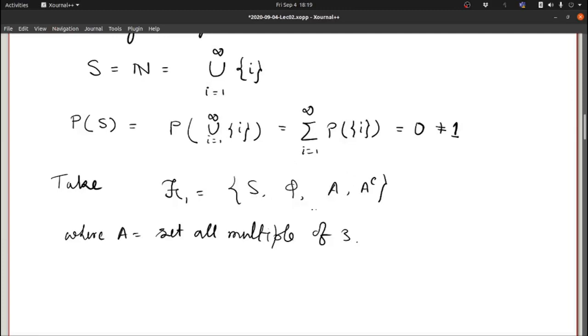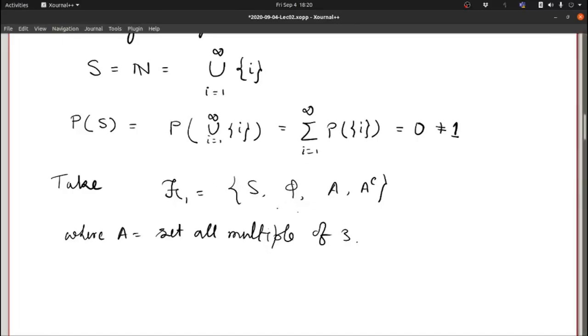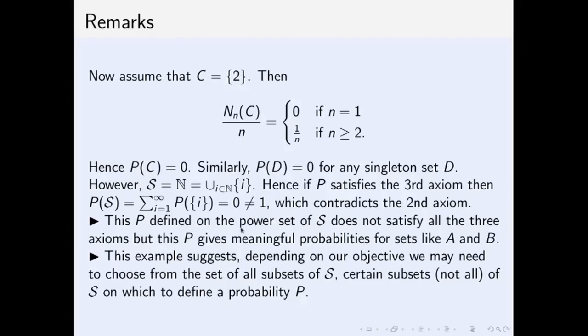So in this case, if I take this as a sigma field, our definition of probability, the limit of n(E) divided by n, turns out to be a probability. So basically the meaning here is that the P I have written here, defined on the power set of S, does not satisfy all the three axioms, but P gives meaningful probability for sets like A and B. And I have given you one example, F1: if I take this as a sigma field, the same definition turns out to be a probability.